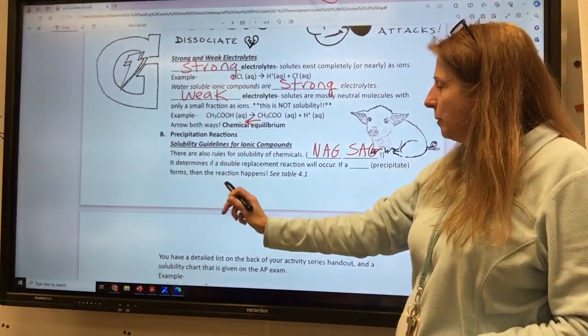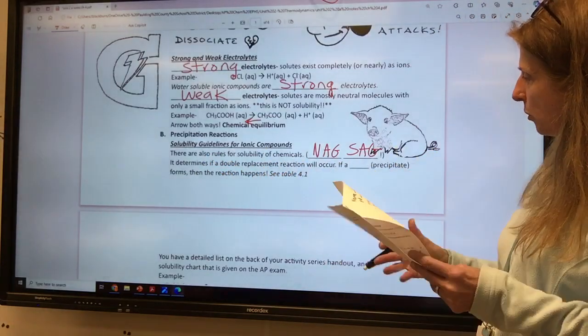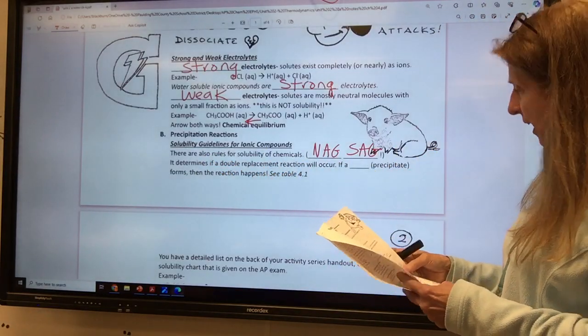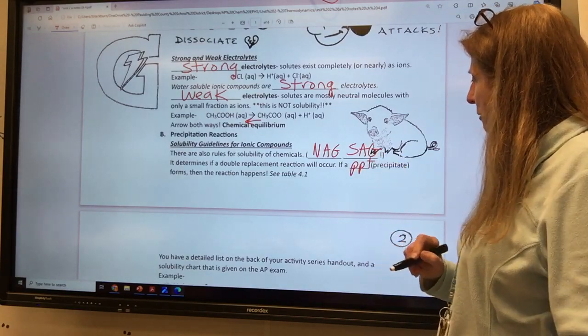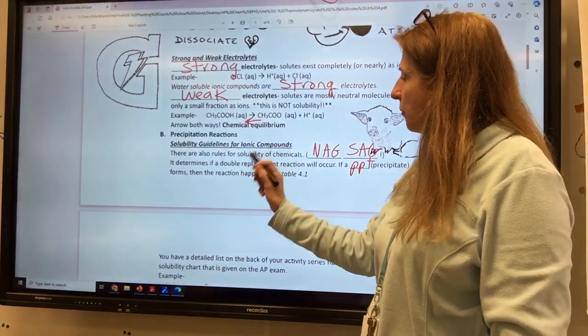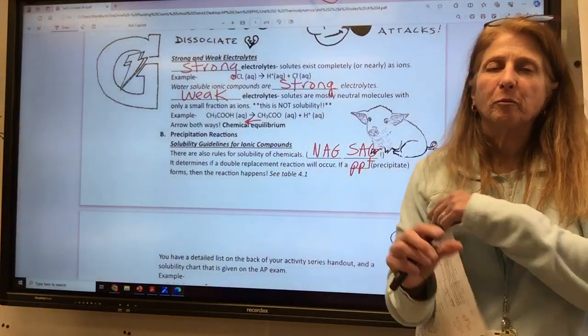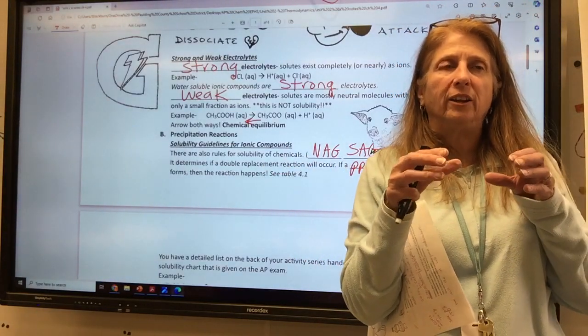Okay, it determines if a double replacement reaction will occur. If a precipitant, the abbreviation for precipitant is PPT, forms, then the reaction happens. So everybody, I heard that Miss Corn did it too.